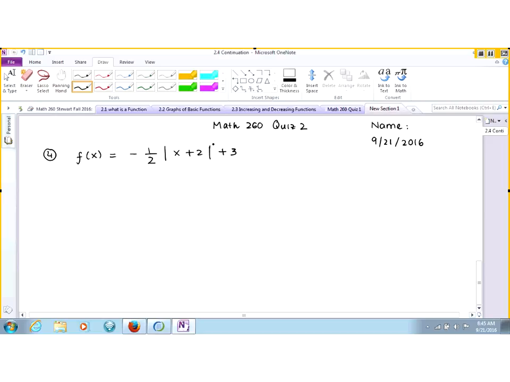So the basic function is absolute value, right? Okay.